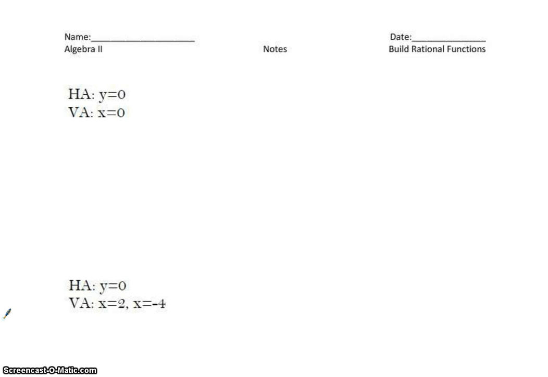This is for Algebra 2, and this is for building rationals. We're kind of going at things from the opposite direction. Instead of me giving you an expression and asking you to find the vertical asymptote or the holes or the horizontal asymptote, I'm giving you the vertical asymptote or the holes or the horizontal asymptote, and you're going to actually create an expression.